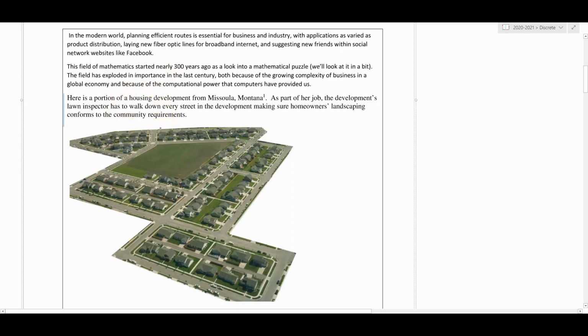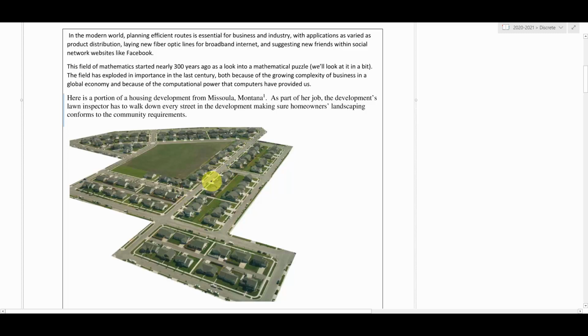A quick example that might help you understand is this housing development that we have pictured here. This is a housing development from Missoula, Montana. As part of her job, the development's lawn inspector has to walk down every street in the development, making sure homeowners' landscaping conforms to the community requirements. So this person has to walk through all of these streets. She has to walk down every single street here, and she has to inspect all of these lawns. And she needs to do this in the quickest way possible. Maybe she wants to do it in the shortest way possible because she doesn't want to walk that far.